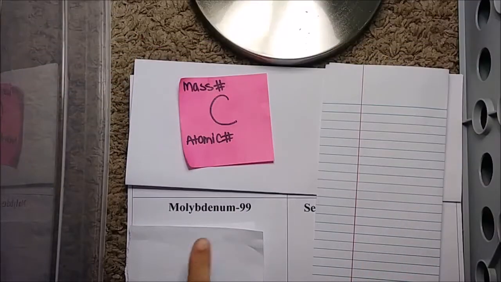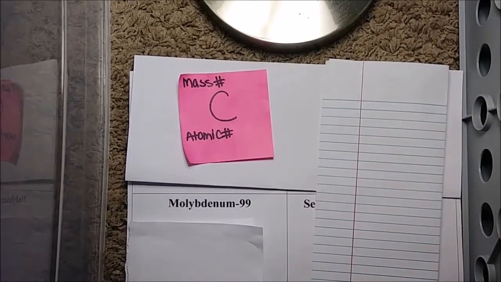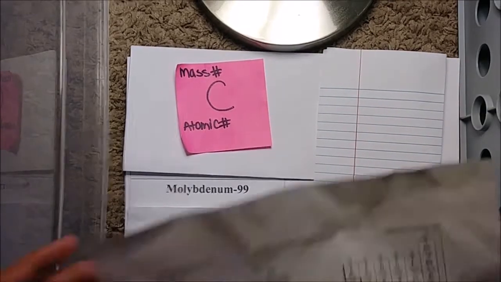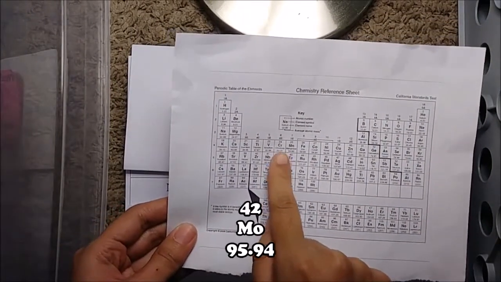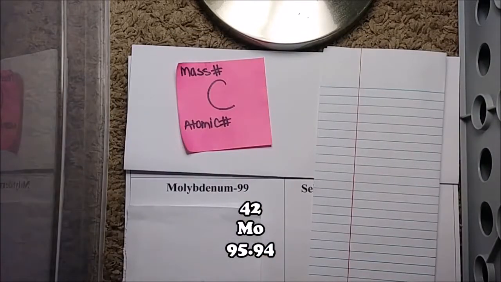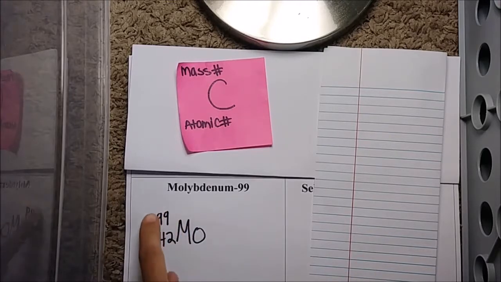Okay, so moving down to the bottom right here, I'm only given the name of the element and its mass number. This one's a little easier because if I just pull out my periodic table, I look for molybdenum, which is right here, and I can see that its atomic number is 42. This is why I wrote Mo to represent the element symbol for molybdenum, and then its mass number, which was already given here, and then its atomic number, which I found on the periodic table. And that was it with this one.